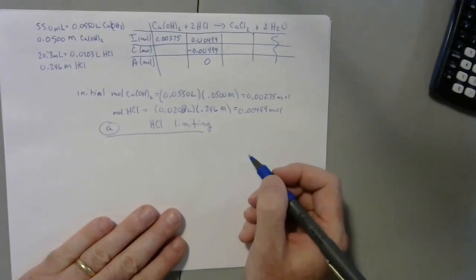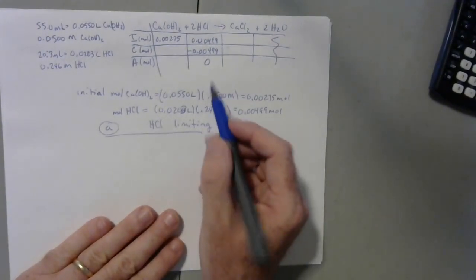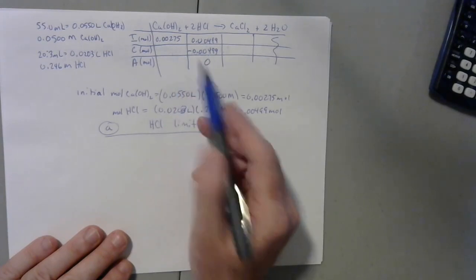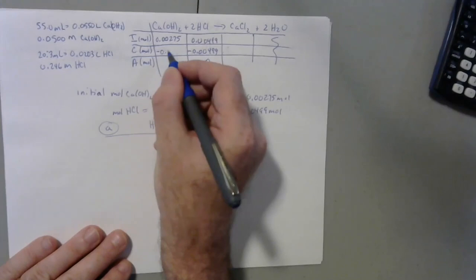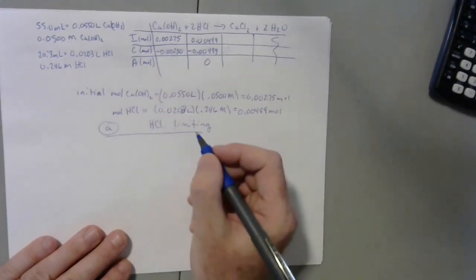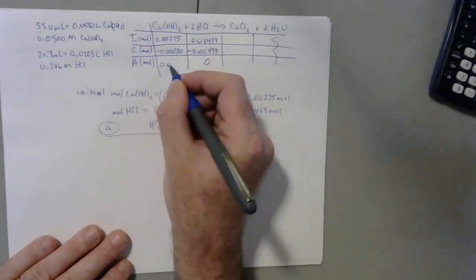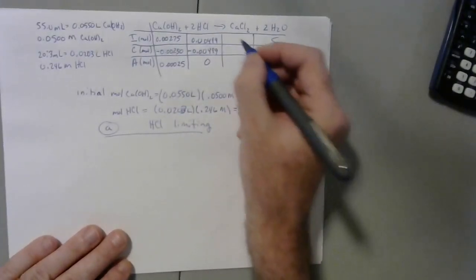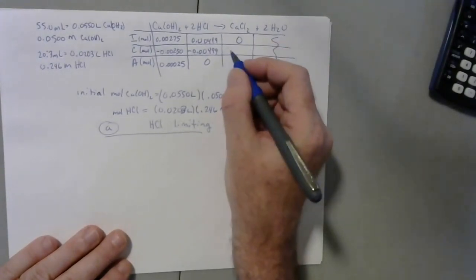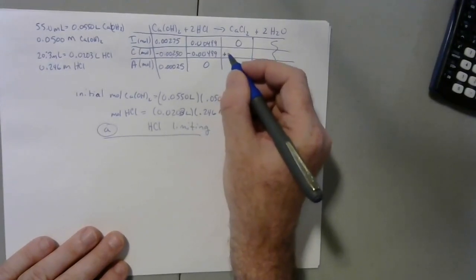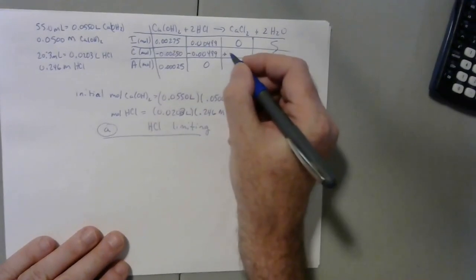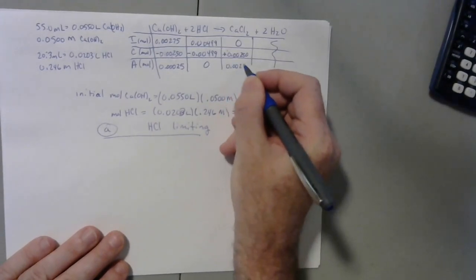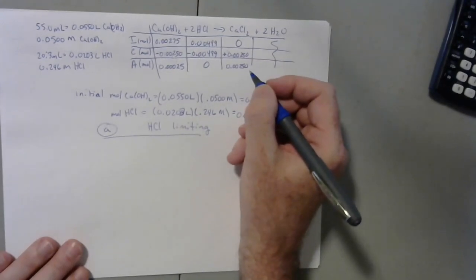So I'm kind of filling in the table as I go along. Now, I got to figure out how much of everything else. The coefficient there is 2, but there it is only 1. So if I divide that by 2 and rounding for sig figs, I'm going to get 0.00250. So I'm going to have just a little bit left, 0.00025. And then I don't start with any product, but I'm going to add the same amount because these coefficients are the same, 0.00250. So I'm ending with 0.00250 moles.